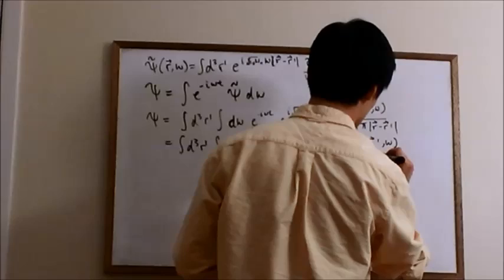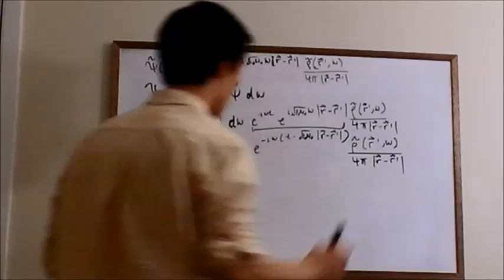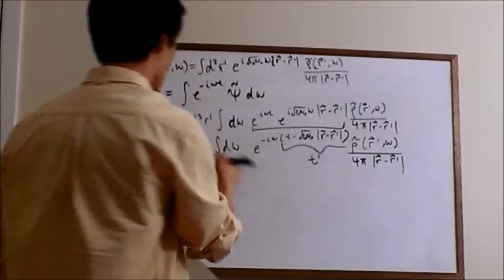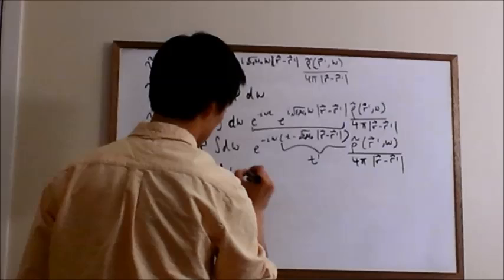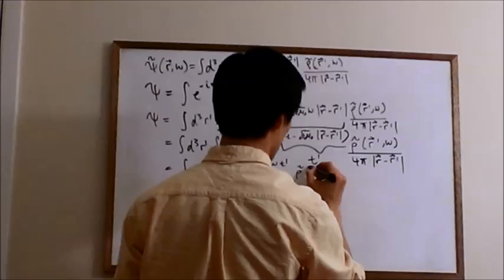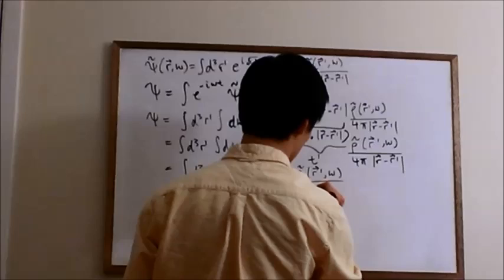I'm going to do a quick little substitution here. I'm going to call this thing right here t prime. This then becomes d3r d omega e to the negative i omega t prime rho of r prime and omega over 4 pi r.